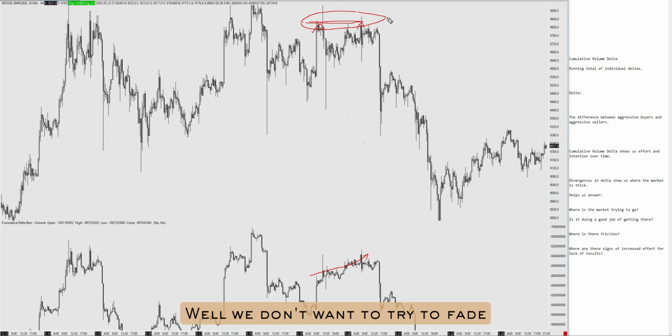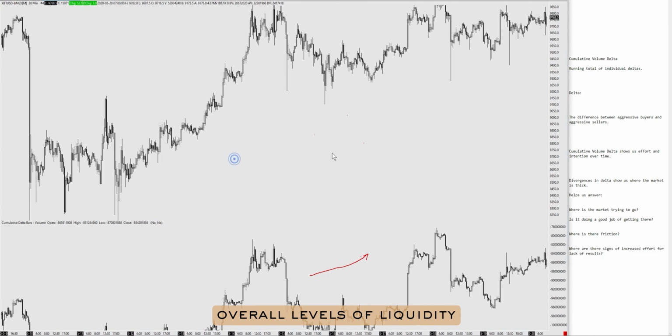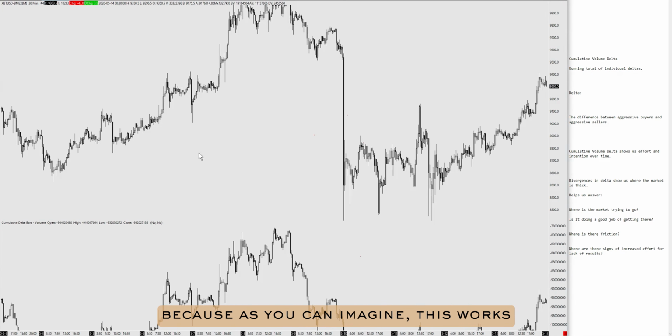How are we going to get aligned with the next move? Well, we don't want to try to fade, in this case, the stronger opposing force. That is essentially like trying to swim upstream, okay? Whereas some people might have crudely put pissing against the wind, all right? So this is basically showing us overall levels of liquidity, if you think about it. Okay, overall levels of friction, where the order book is stacked, where it is thin, because as you can imagine, this works both ways.